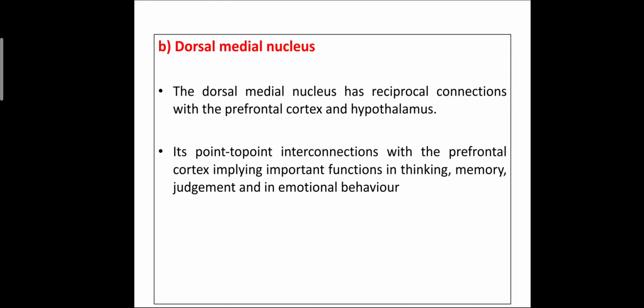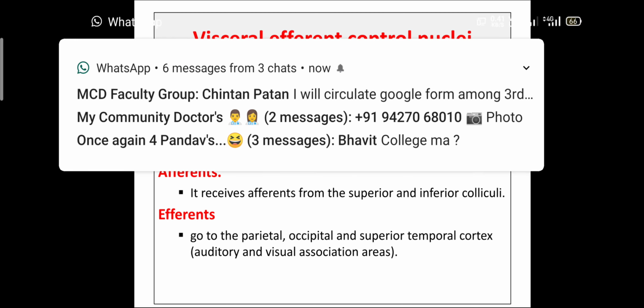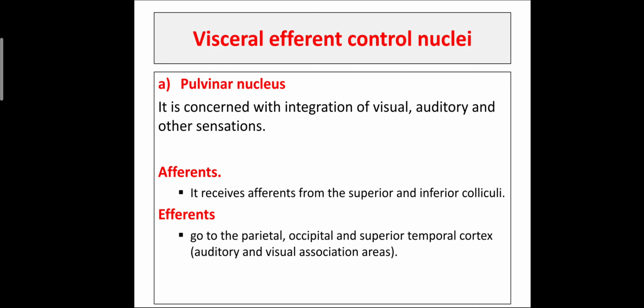Dorsal medial nucleus. Dorsal medial nucleus has reciprocal connection with the prefrontal cortex and hypothalamus. Its point-to-point interaction with the prefrontal cortex implies an important function in thinking, remembering, judgment, and emotional behavior. Visceral efferent control nuclei. It is concerned with the integration of visual, auditory, and other sensation.